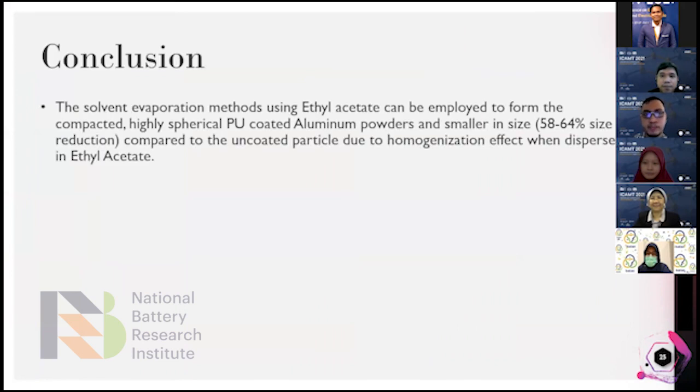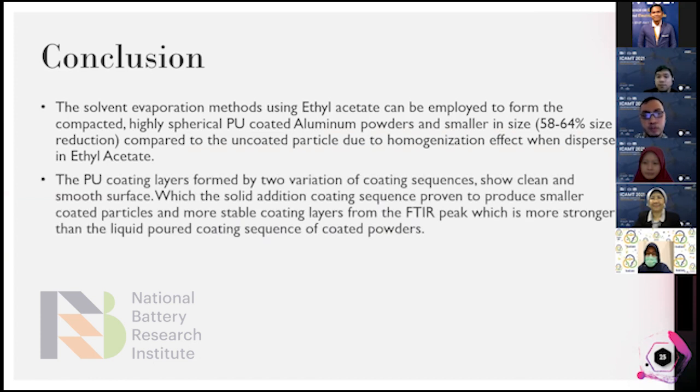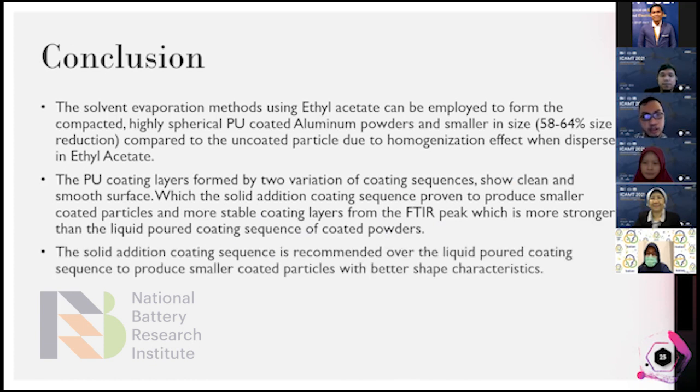Okay, the conclusion here. The solvent evaporation method using ethyl acetate can be employed to form compact, highly spherical PU-coated aluminum powders that are smaller in size, with 58 to 64% size reduction compared to uncoated particles, due to the homogenization effect when dispersed in ethyl acetate. The PU coating layers formed by the two coating sequence variations have clean and smooth surfaces, with the solid addition coating sequence proven to produce smaller particles and more stable coating layers. From the FTIR we can deduce that solid addition produces the stronger absorption peak. So we recommend the solid addition coating sequence over the liquid pour coating sequence to produce smaller coated particles with much better shape characteristics.